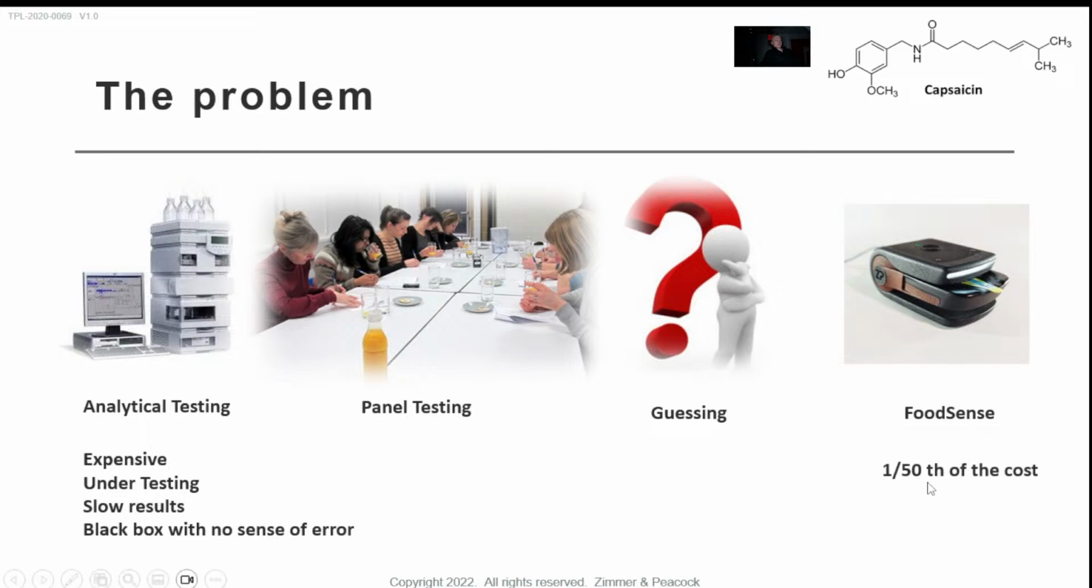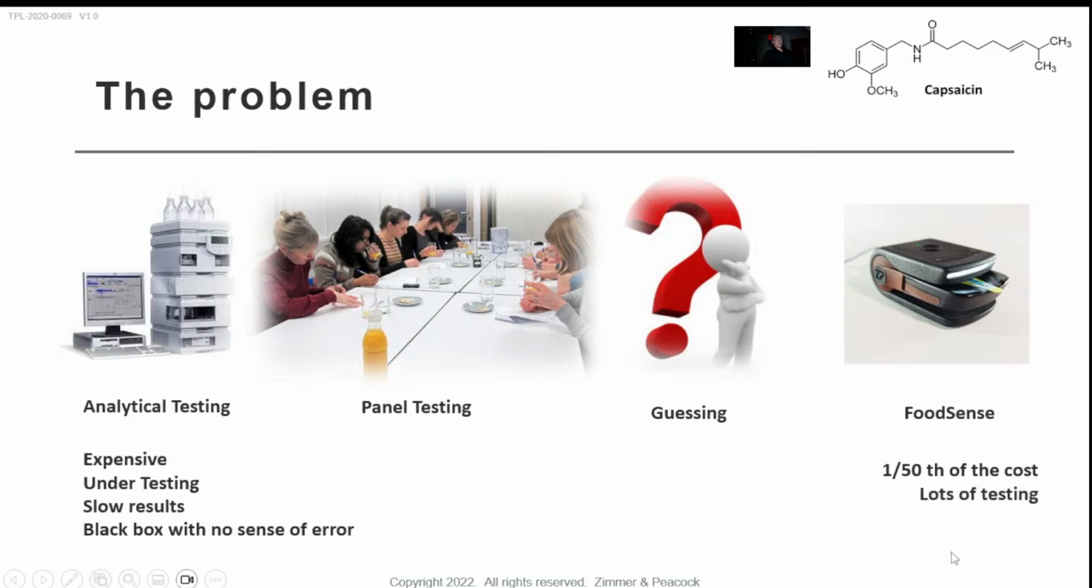So I am going to talk about FoodSense, and I am going to say, well, look, depending on where you are in the world, FoodSense as a technology actually costs less than 1/50th the price of an HPLC system. The reason that most of this testing gets done externally is because HPLC is so expensive to buy and expensive to run, so people are essentially outsourcing this. But that outsourcing could also be a bit of a problem.